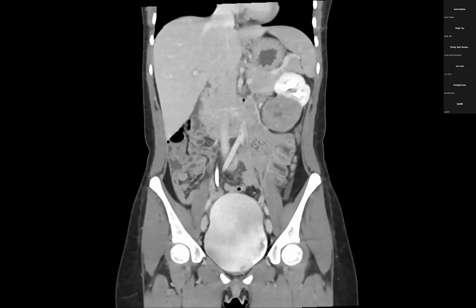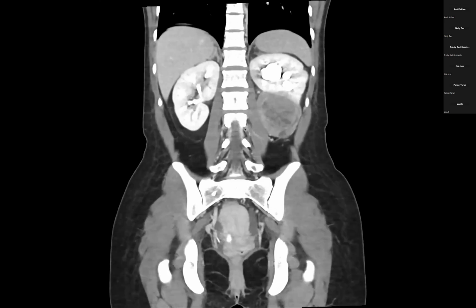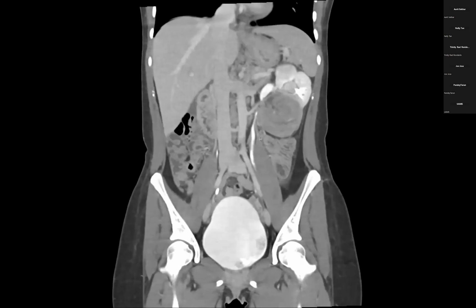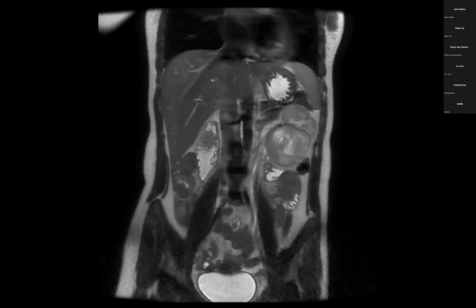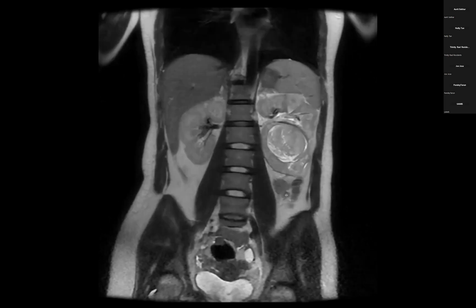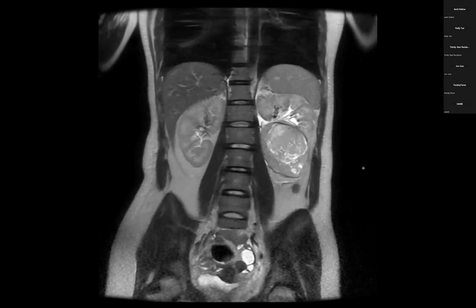It looks really atypical for a renal cell. It has vessels. Doesn't have any true fat, right? There's no fat, correct. On the in and post phase imaging, there's no fat.